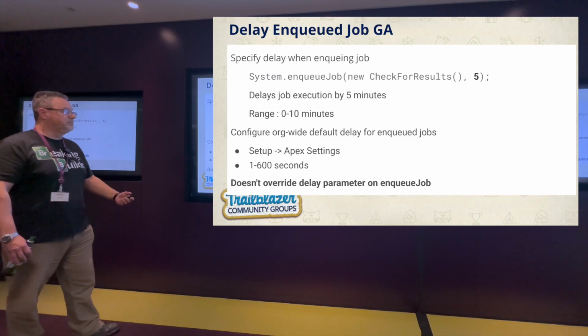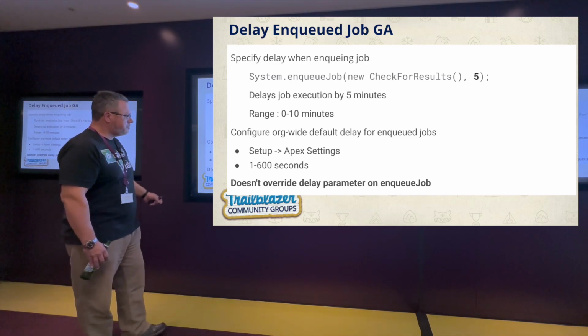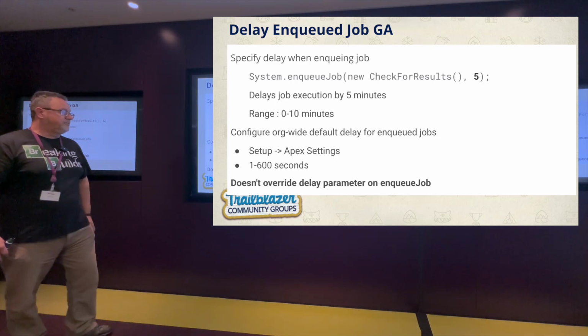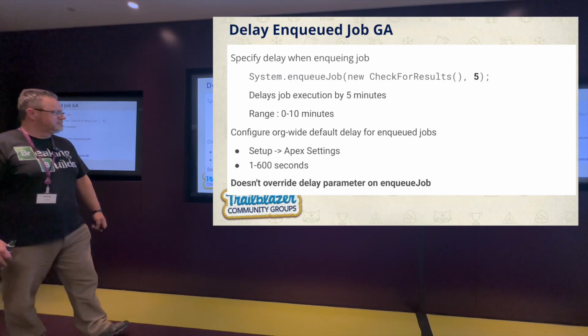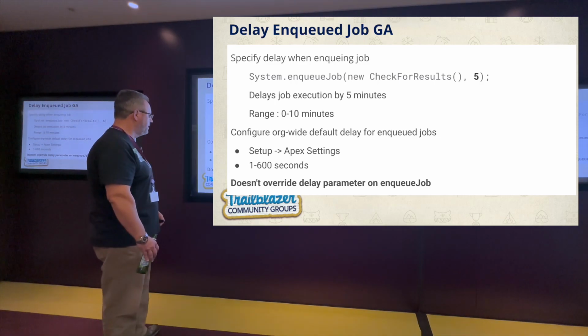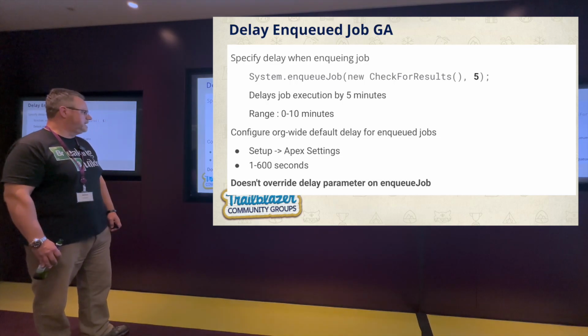and you can have a range of 0, go immediately. Why do you want to do that, I don't know. Up to 10 minutes. And you can also have an org-wide default if all of your enqueued jobs need to be held back for a few seconds for whatever reason. Still struggling to understand exactly what scenario that might be satisfying, but I guess depending on your integration estate, there may be things like that.